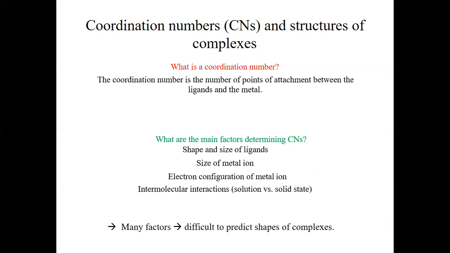So you see that this gives very many factors that can interplay, and for that reason, it's relatively difficult to predict the shape of complexes. However, there are a number of rules with which you can predict the coordination number and also the shape of a complex with fair accuracy. In the following, I would like to walk you step by step through all the possible coordination numbers and associated shapes, and under which conditions you most likely will observe them.